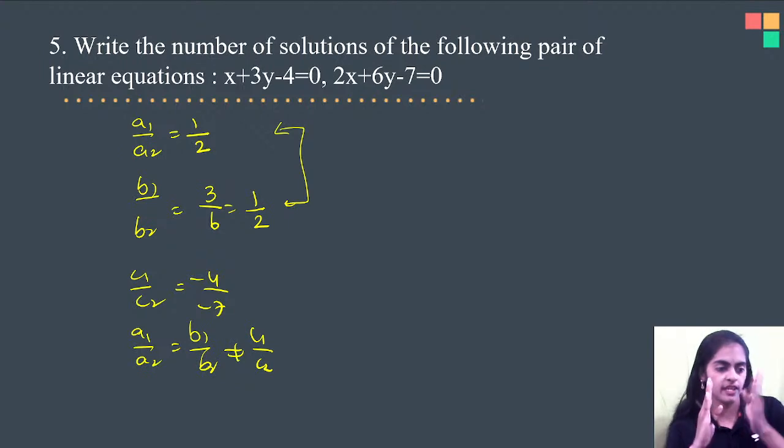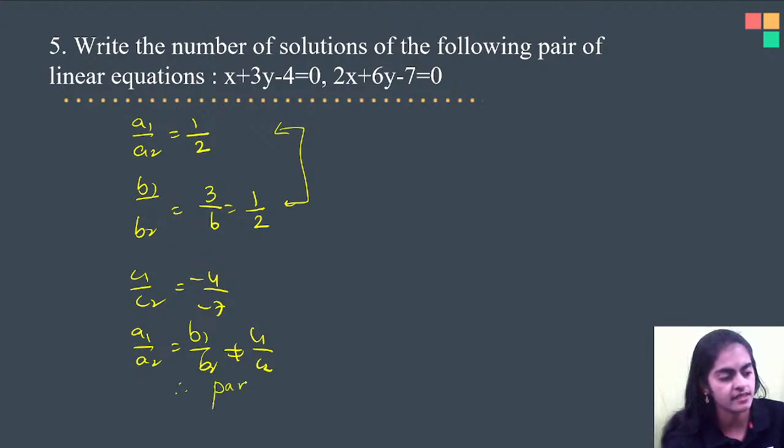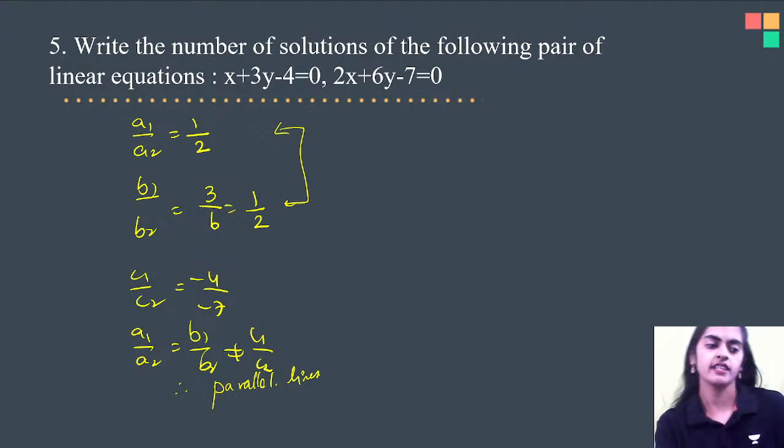So A1 by A2 and B1 by B2 both are equal. C1 by C2 is not equal. So therefore, these are parallel lines. So when they are parallel lines, how many solutions will you find here? Parallel lines, how many solutions in parallel lines? Definitely only one solution in parallel line you will find. Right? Parallel lines have only one solution. Clear till here?